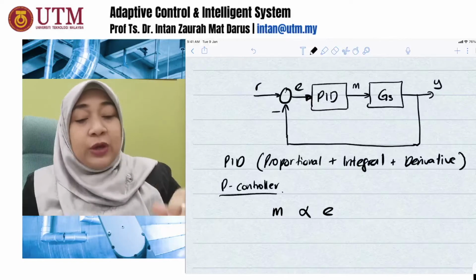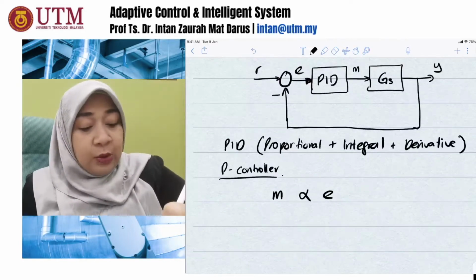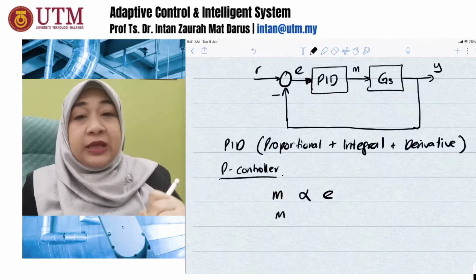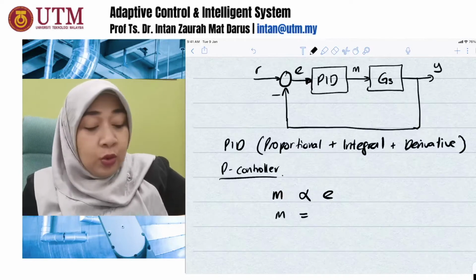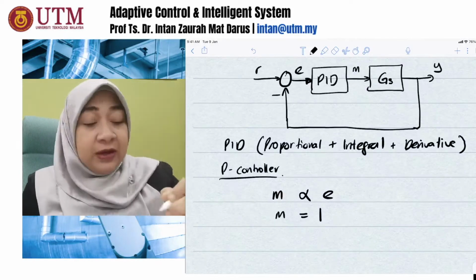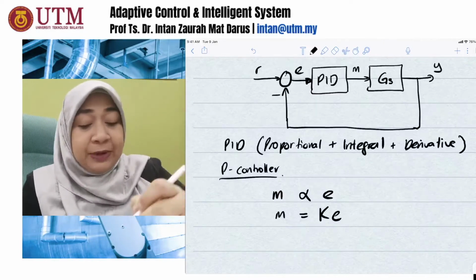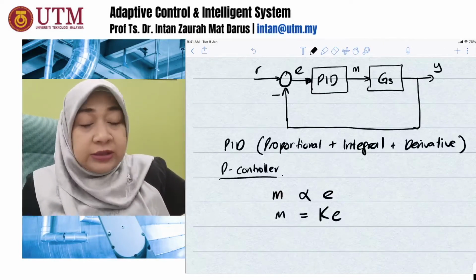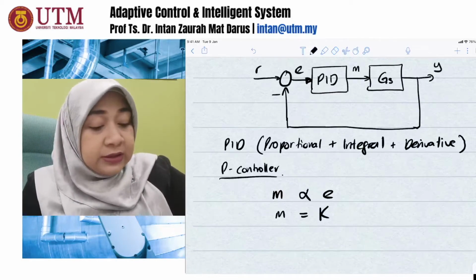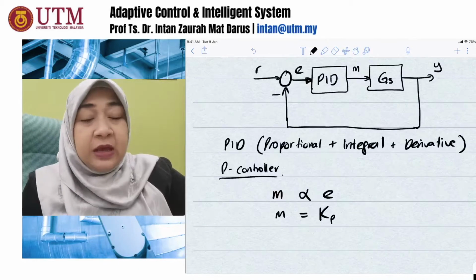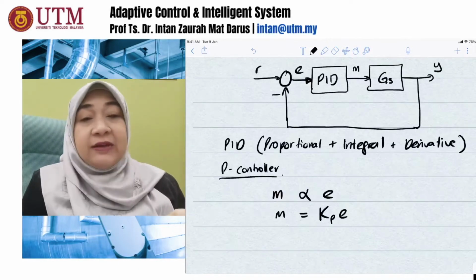Okay, so if we have that kind of proportionality, let's say I want to remove that proportionality and just have an equality there. If you want to have equal signals, you have to have a constant. Because this is a P controller, we normally call this constant Kp, the gain that is given to the system.